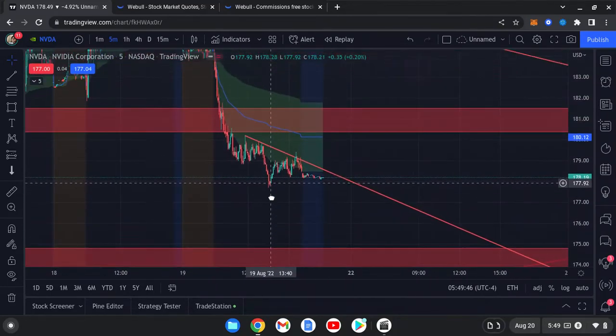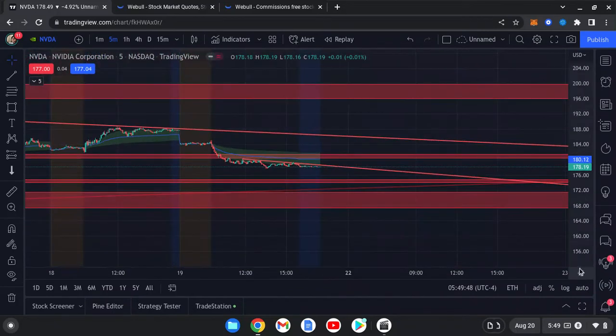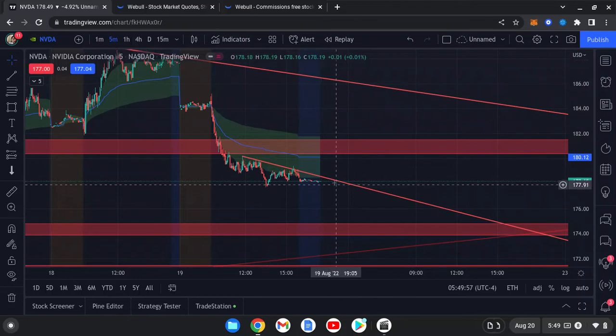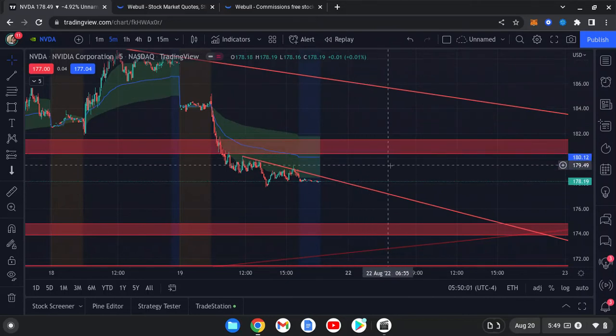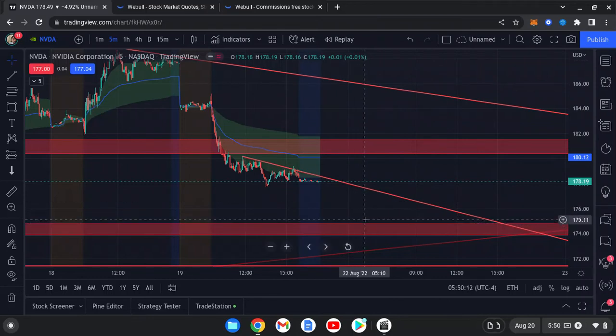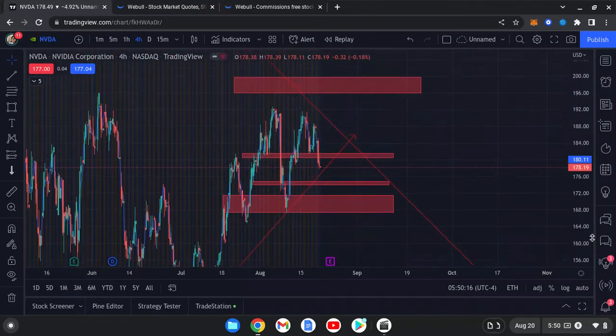So trading tomorrow, or trading Monday, we will see, will NVIDIA come up to this 180 level and reject off of it and start coming back down to this demand level, or will NVIDIA come down and use the 174, 175 level as support?